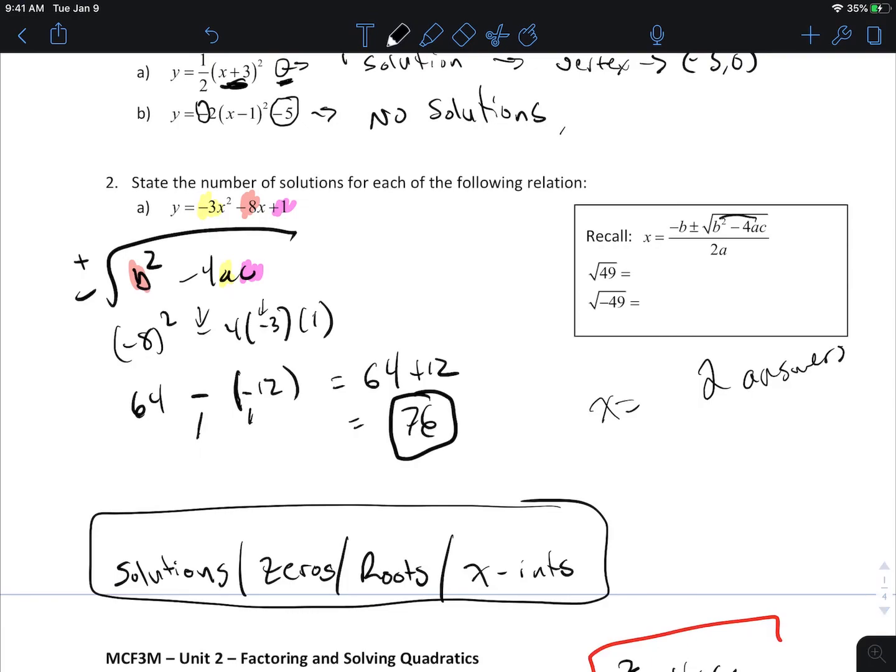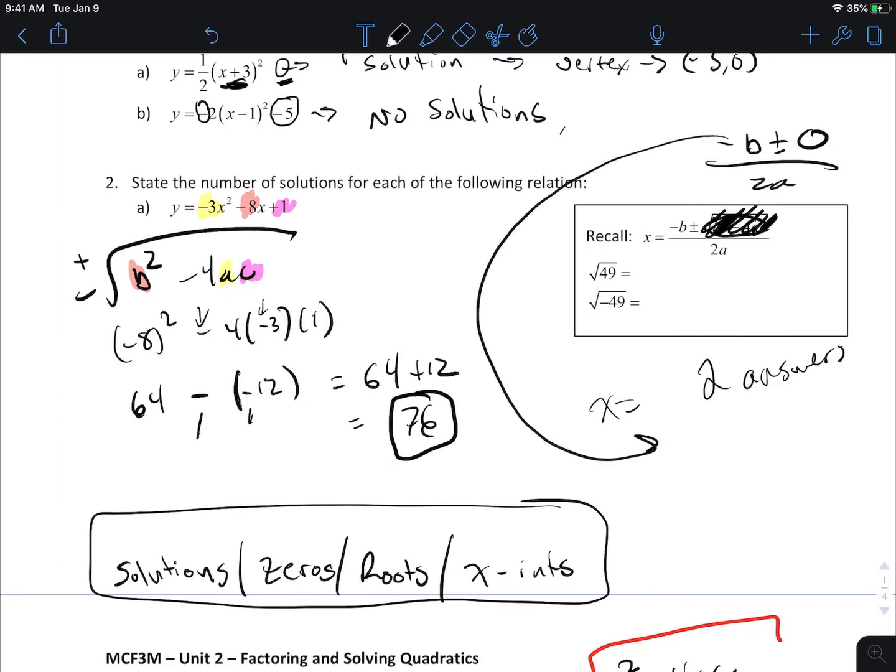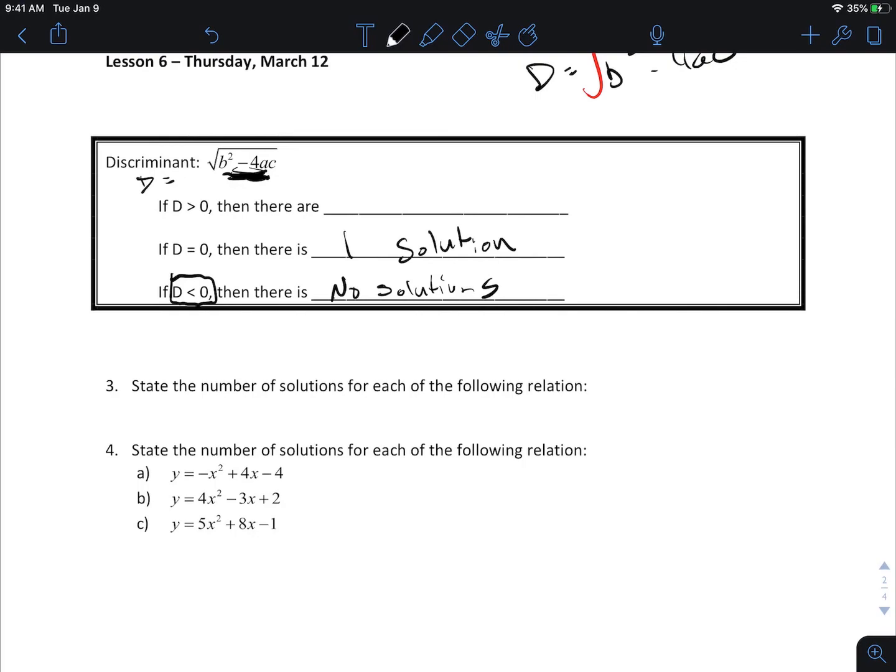Okay? If this piece here is 0, it basically disappears. What do you get? You get negative b plus or minus 0, nothing, divided by 2a. So you just get one answer, right? Because basically your answer is just negative b over 2a. That's your root. Because there's no square root, no plus minus, you can't do anything with that because it's 0. Therefore you just get one number. Negative b over 2a. One solution.